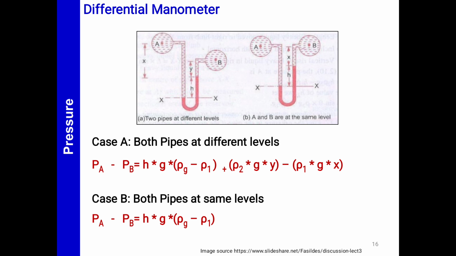In condition 1, when both the pipes are at different levels, the difference of pressure is calculated by the formula PA minus PB is equal to H into G into rho G minus rho 1 plus rho 2 GY minus rho 1 G into X. When both the pipes are at the same level, the difference in pressure is calculated using the formula PA minus PB is equal to H into G into rho G minus rho 1.